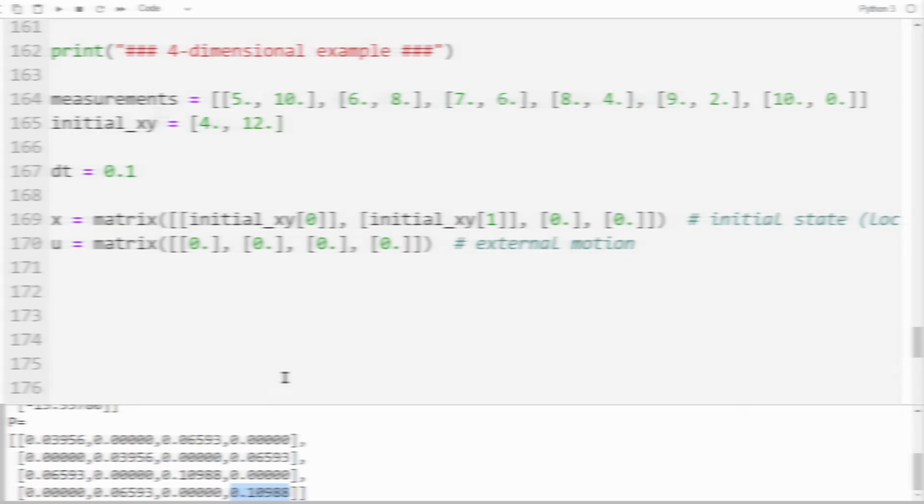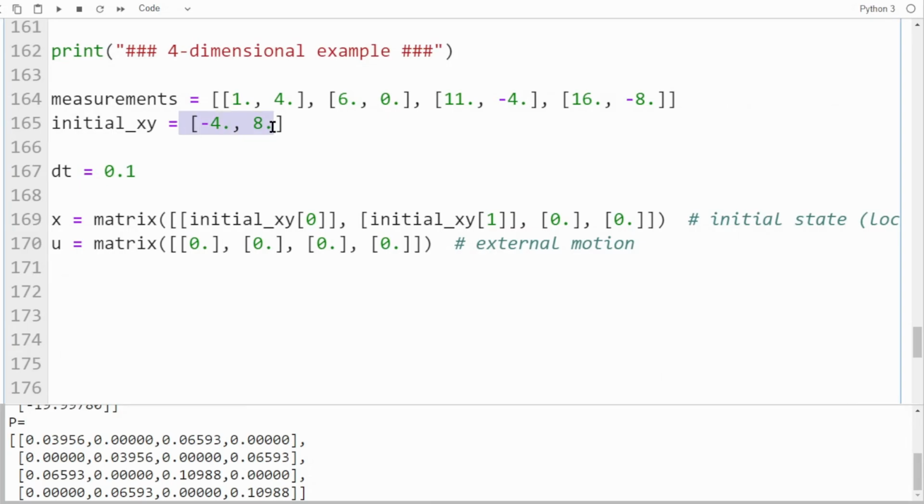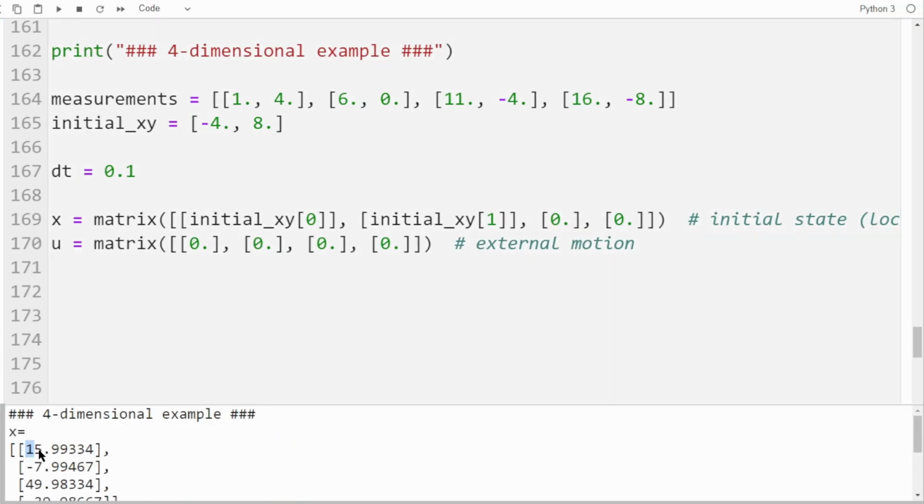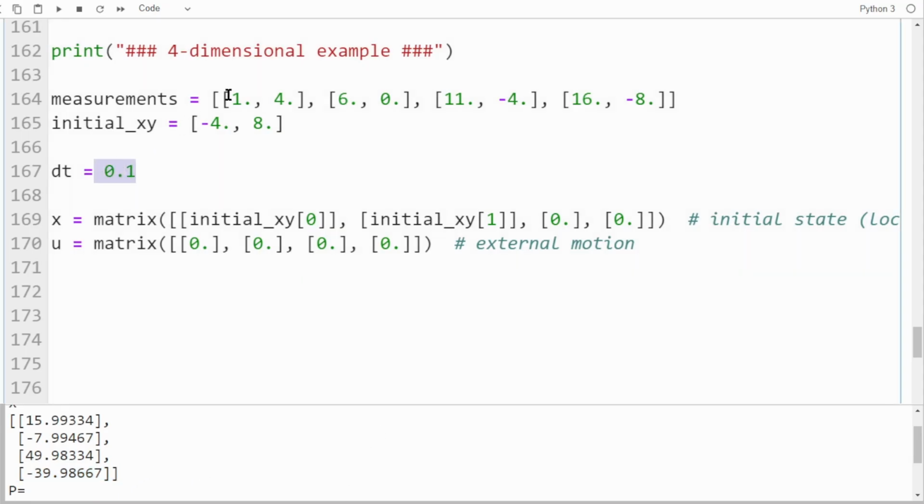Here's a second example where we have an initial coordinate of minus 4 and 8. We can see the measurements 1, 6, 11, 16. It seems the increments are in x direction 5. In y direction they're minus 4: 8, 4, 0, minus 4, minus 8. If I now run this, I get for my x vector approximately 16, the number over here, approximately 8, the number over here. And these are velocities, 50 and minus 40 in approximation, which multiplied with 0.1 is our plus 5 and our minus 4.